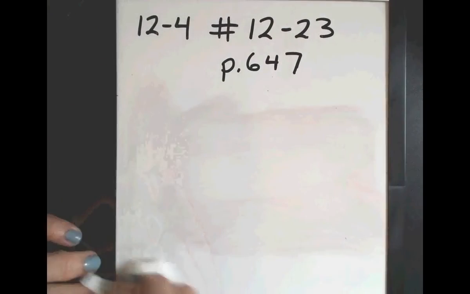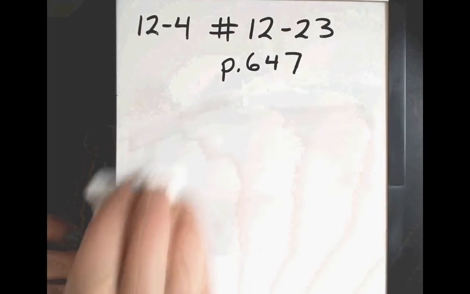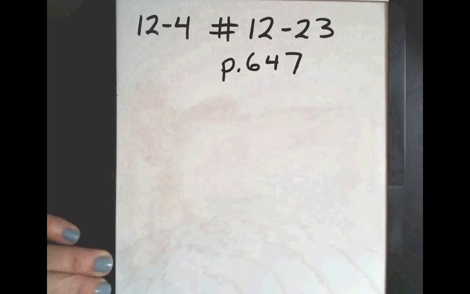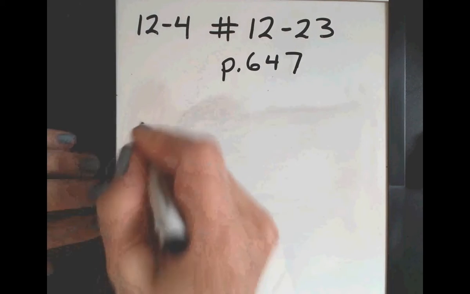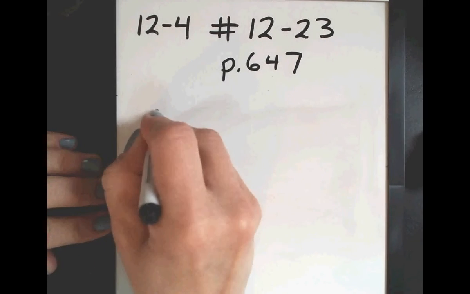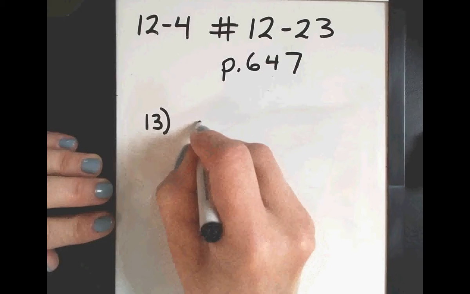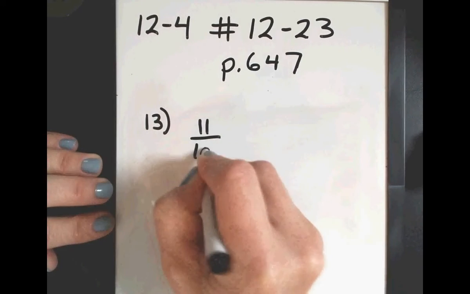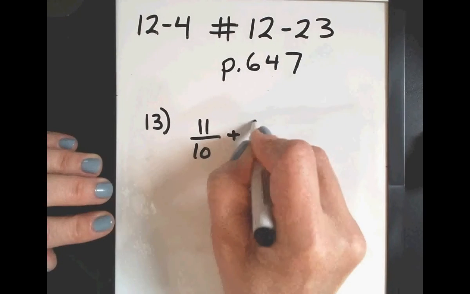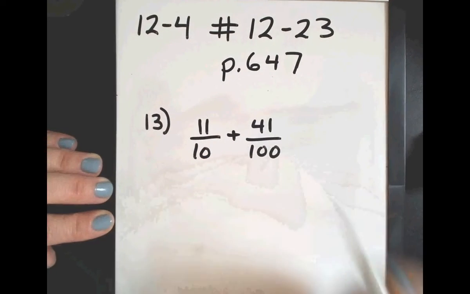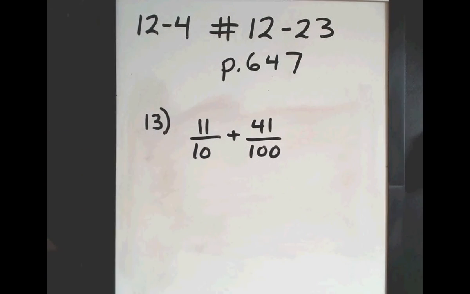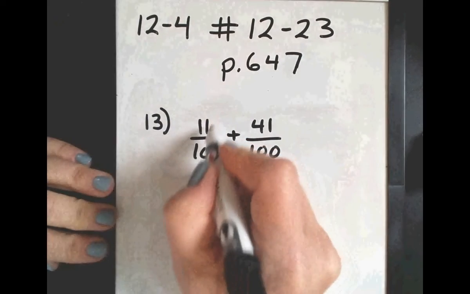Now remember, I expect you to be pausing the video before I go over the problems because I want you to try them on your own first. Okay, so number 13, we've got 11 tenths plus 41 hundredths. So pause the video, try that on your own, and then press play when you're ready. All right, so hopefully you've tried that on your own.